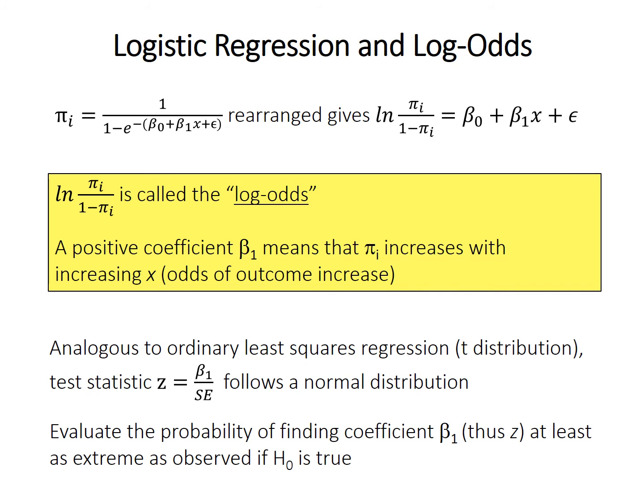So I'll just very briefly mention how the significance testing works, but it's not that important particularly. It's analogous to linear regression. So linear regression assesses the significance of our test statistic against the t distribution, where logistic regression uses a normal distribution. So we evaluate the probability of finding a coefficient which is converted to this z-value. So we want to know what's the probability of getting the coefficient at least as extreme if the null hypothesis is true. So this is a fairly standard p-value calculation.